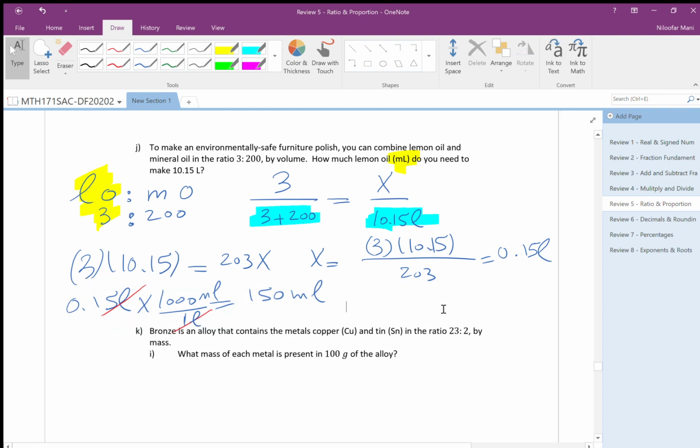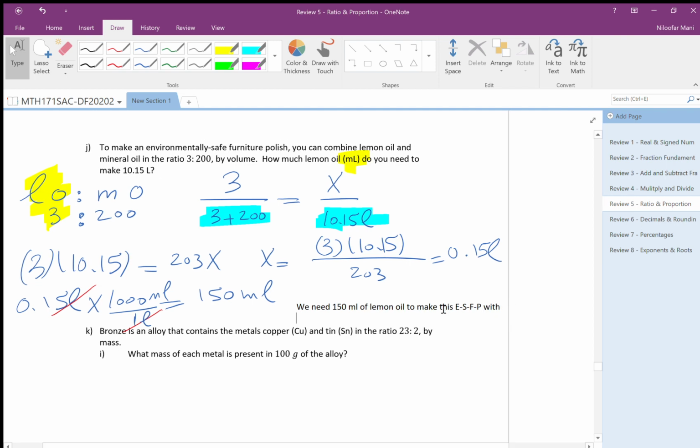So I can say, we need 150 milliliter of lemon oil to make this environmentally safe furniture polish with this ratio between lemon oil and mineral oil.